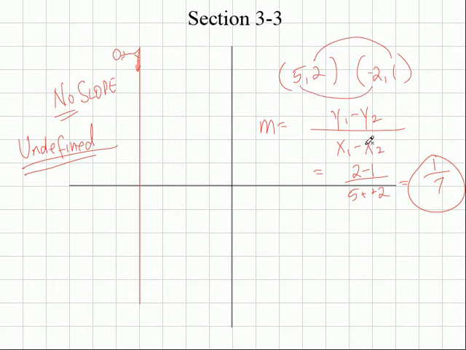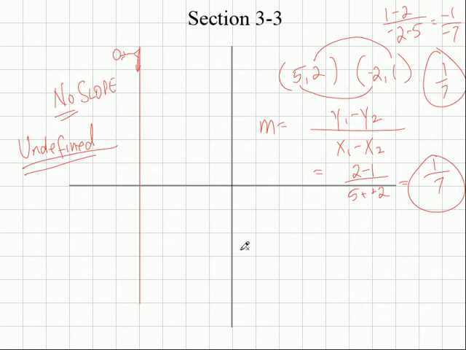It doesn't matter which order you subtract them, as long as you subtract the x's and the y's in the same order. I could go 2 minus 1, or I could go 1 minus 2. Watch. If I go 1 minus 2, what would I have to do with the x's? Negative 2 minus 5. What is this? It's negative 1 over negative 7. What's negative over negative? Does it matter which order you subtract them? No, it doesn't.